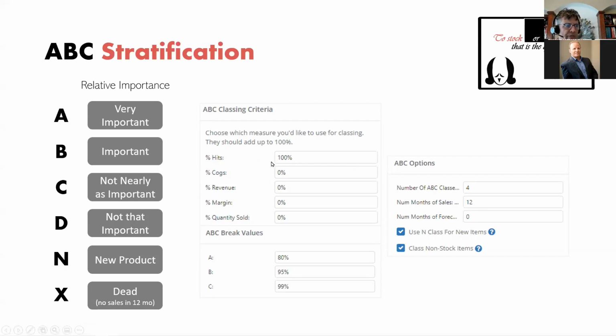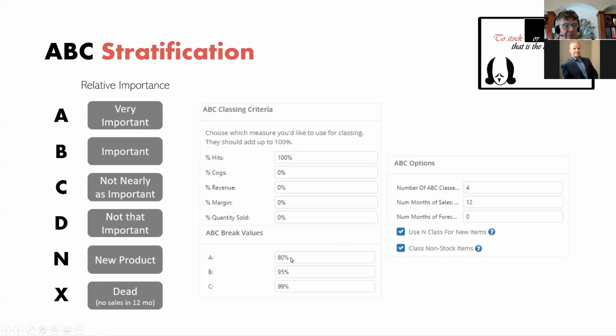As I mentioned before, John recommended hits at 100% to rank the items from most important to least important. That's certainly one way to do it. I don't think there's anything wrong with that. But you also have the ability to take into account cost or cost of goods sold, revenue, margin, and quantity sold, or you can blend those. These have to add up to 100%, and you can choose how best to blend each of those attributes.